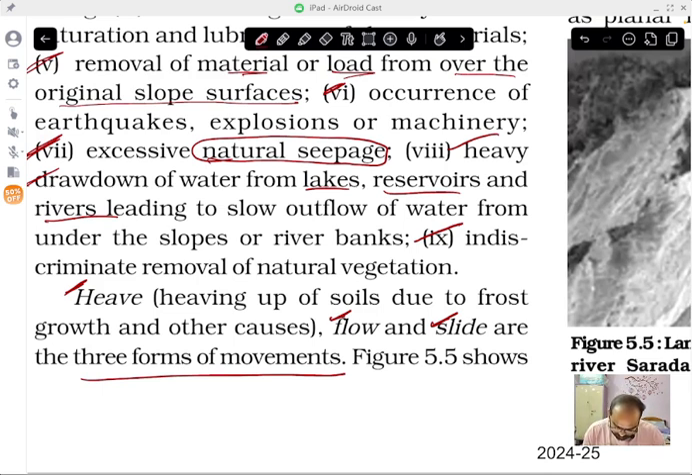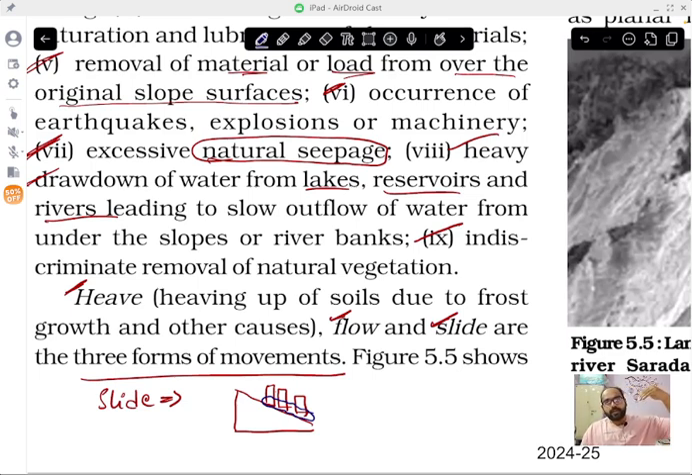Slide. Due to the above mentioned causes and triggering conditions, we can say mass movement happens in three ways: slide, fall, heave. What happens in a slide?